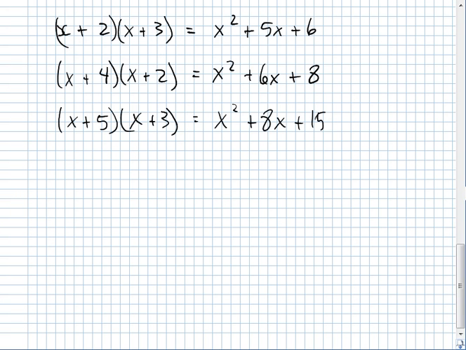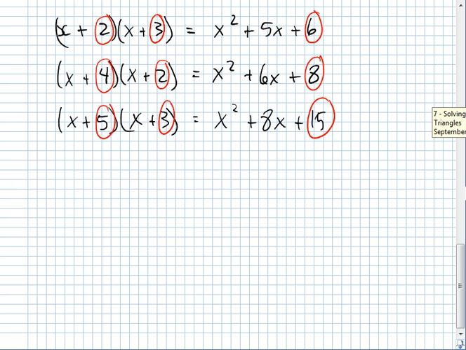Okay, so if you look at these binomial products that have been expanded for you to produce those three different trinomials, notice a pattern here. If you look at, for example, this last number, 2 and 3 multiply to make 6. 4 and 2 multiply to make 8. 5 and 3 multiply to make 15. But how do you get that middle number?